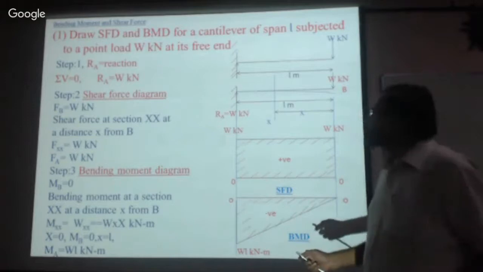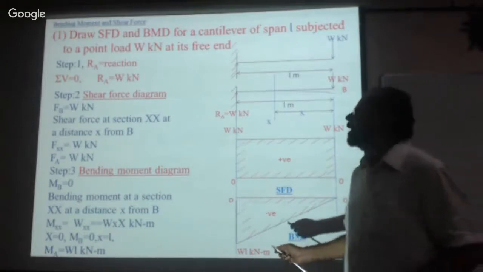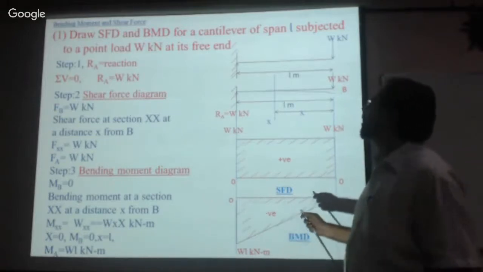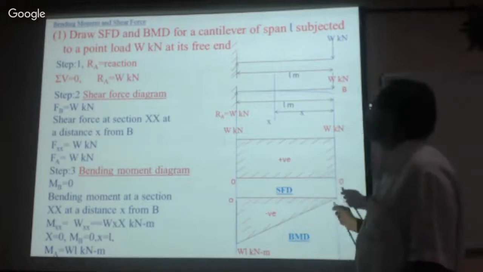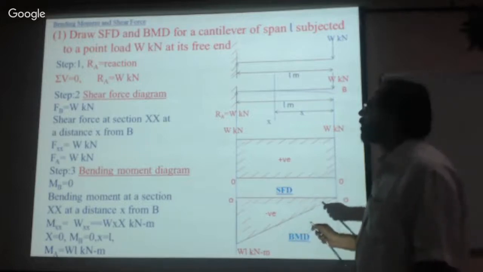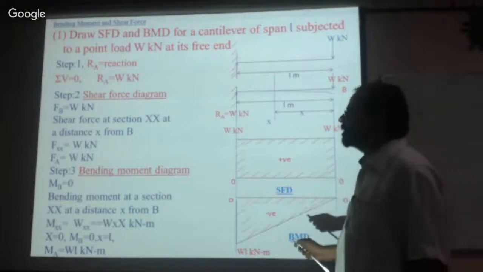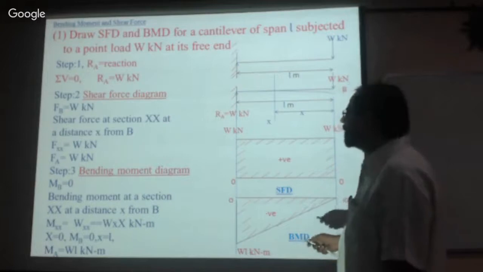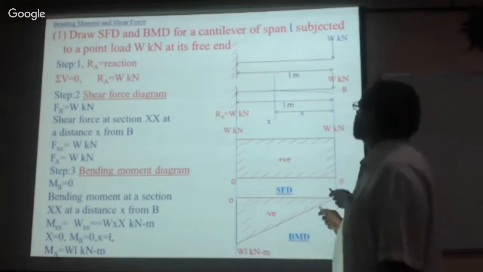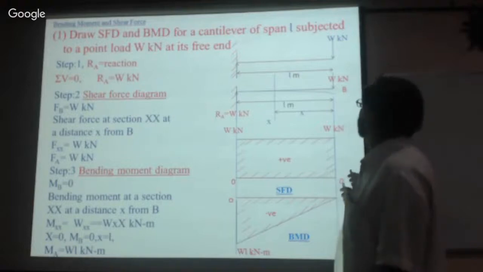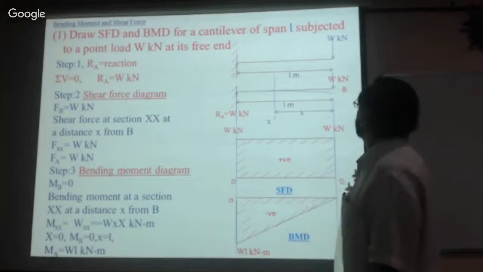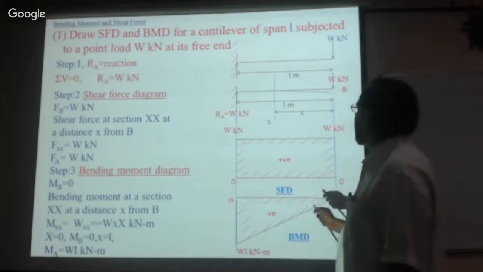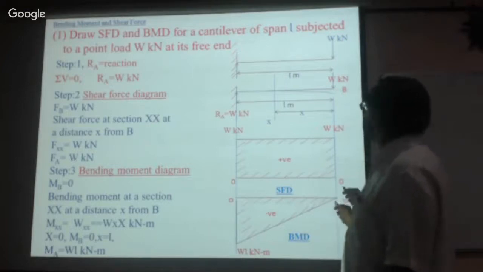Now in the previous class we discussed this problem. Draw SFD and BMD for a cantilever of span L subjected to a point load W kilonewton at its free end. This is the problem we have discussed. So a cantilever beam is subjected to a point load of W kilonewton. The span length of the beam is L meter.